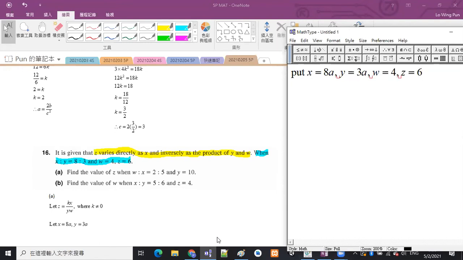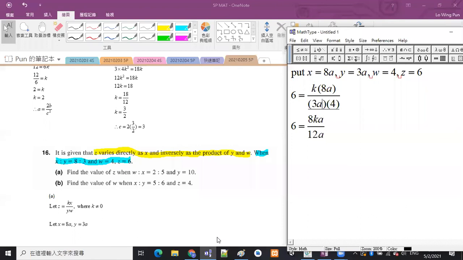So we put X equals 8A, Y equals 3A, W equals 4, and Z equals 6 into our equation. Okay, Z is 6 equals K times X. That is 8A, and then Y is 3A, and W is 4. Can you get this? So I just put the W, X, Y, and Z into our equation. Okay, and then we just simplify the numbers first. K times 8A, just 8KA, right? And then 3A times 4. Just multiply the numbers together. We have 12A.